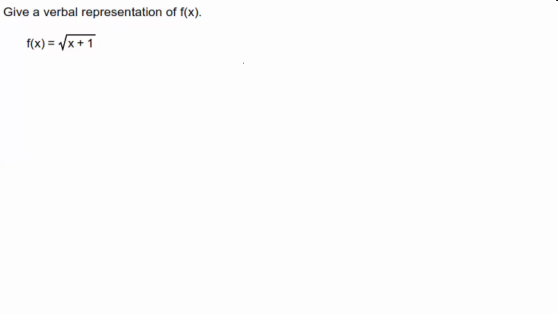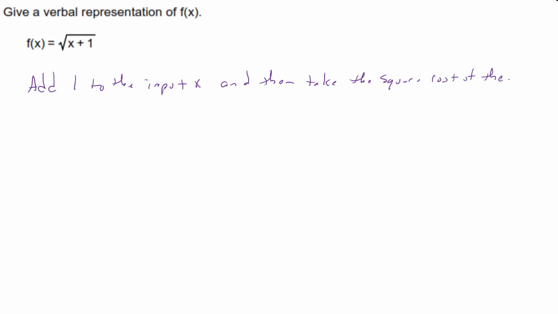All right, so here we're supposed to give basically the verbal representation of what f of x is equal to. So we have f of x equals the square root of x plus 1. So what we have is we're going to add 1 to the input x and then take the square root of the sum.